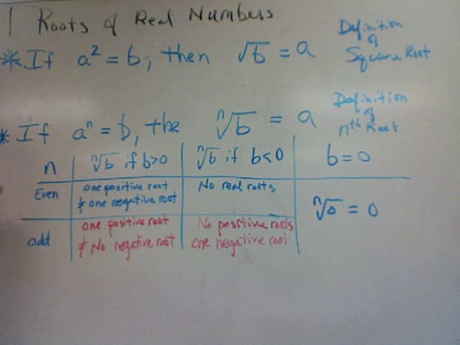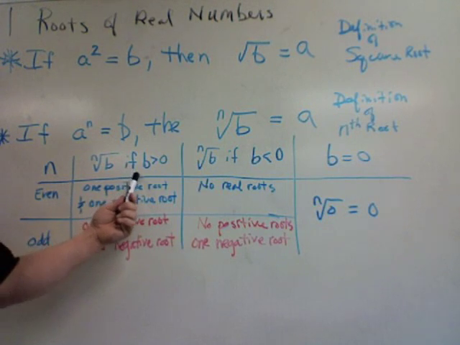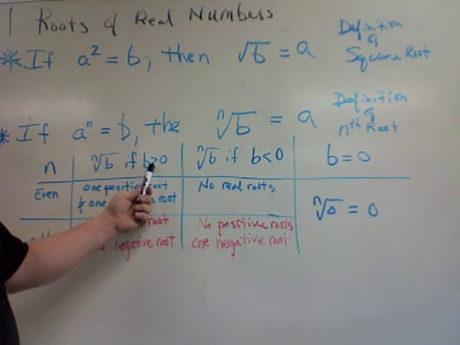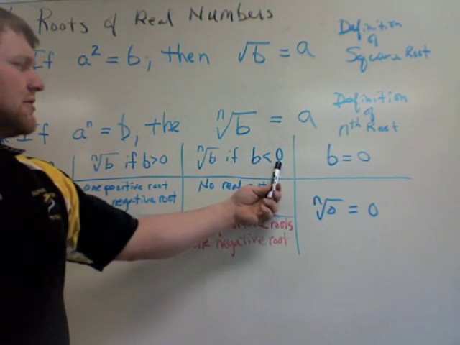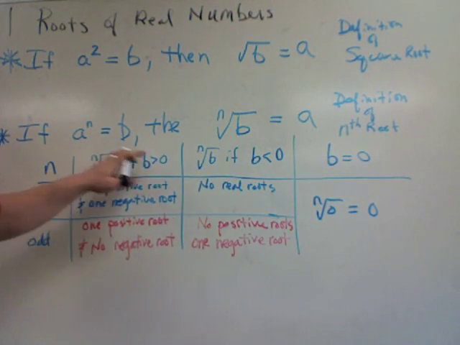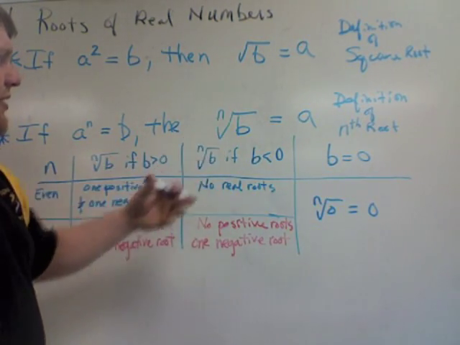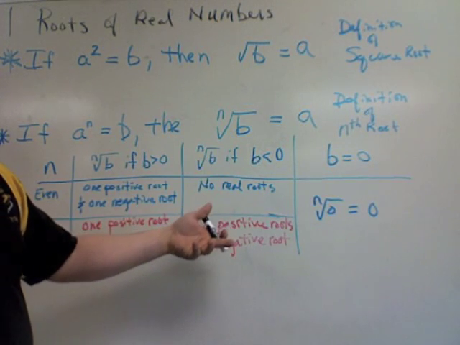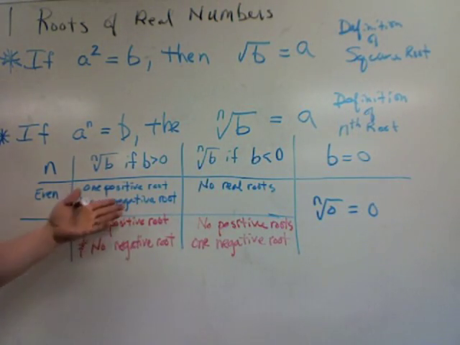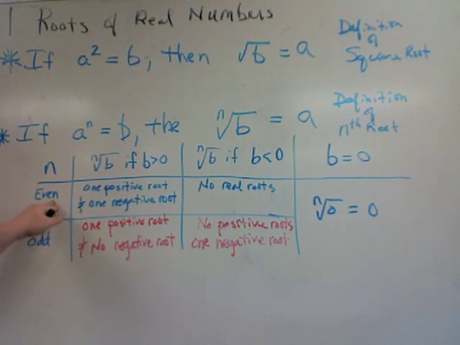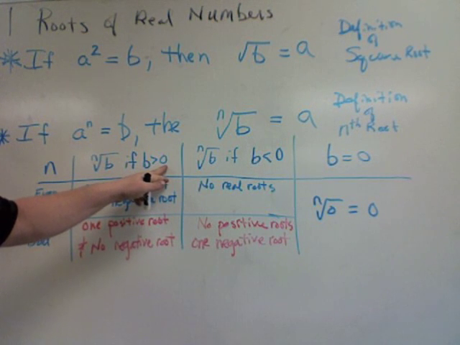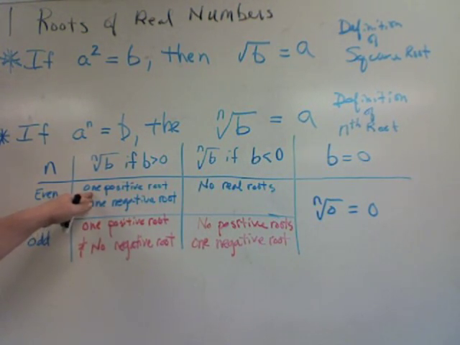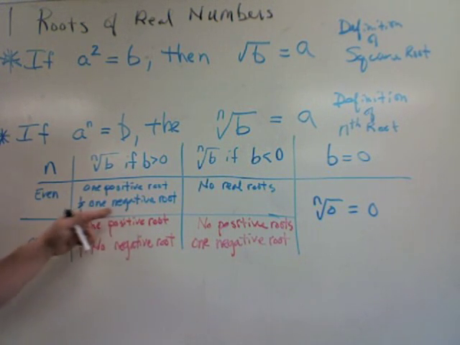So we have a table here, so let's just understand the table. It's when n is even or when n is odd, and then down your columns, this is when your b value is greater than 0, or your b value is less than 0. So that's referring to this b value and this n value, when it's even or odd, and when b is positive or negative. So for example, when n is even and b is greater than 0, you're going to end up having one positive root and one negative root.